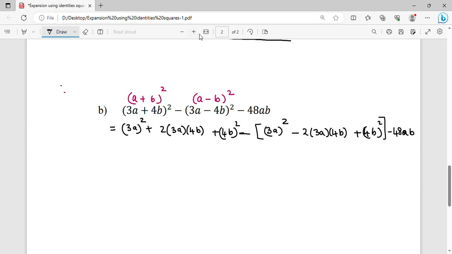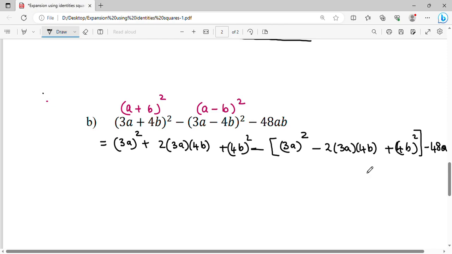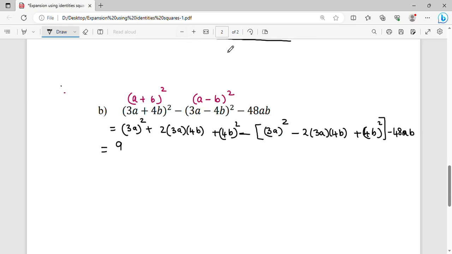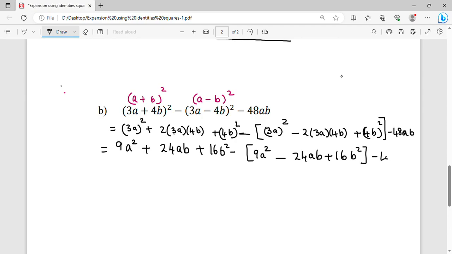Okay, so now what happens is, let's expand this. So this becomes 9a squared plus 2 times 3, 6, 24ab plus 16b squared minus 9a squared minus, this becomes 2 into 3, 6, 24ab plus 16b squared minus 48ab.